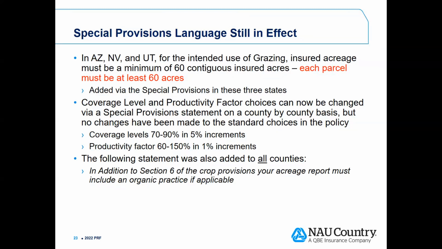So if you've got 200 acres, with 100 acres over here and 100 acres over there, you qualify. But if you have 160 acres in one spot and then 40 acres over there, the 40 acres would not qualify. Each parcel must be at least 60 acres in those three states, Arizona, Nevada, and Utah. Just more of a clarification.